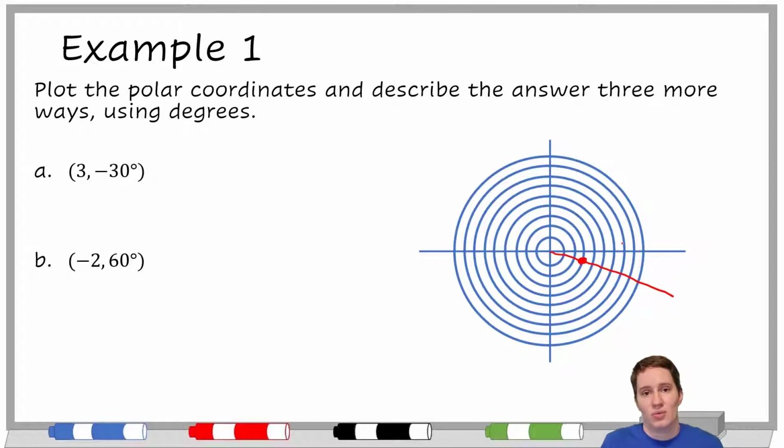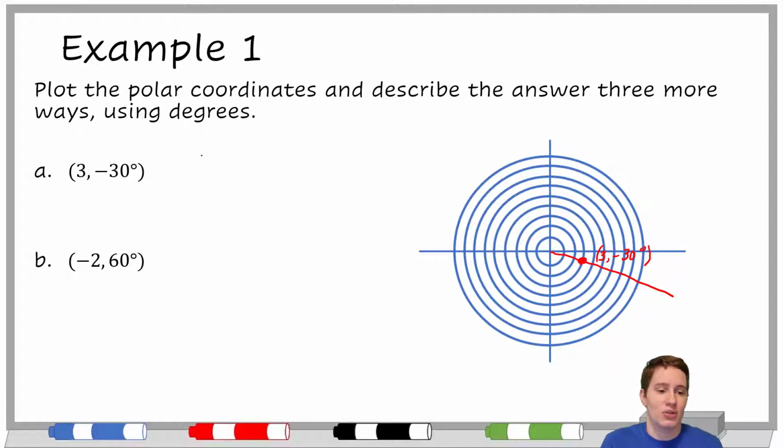Or if you just don't want to be bothered to have the circles, you'll see people just make tick marks along the line to show that that's 3 out, and that's fine too. So that's how we deal with that situation. So we've got this plotted, and since we're going to be putting 2 things in the same graph, I'm going to label this (3, -30°), or I could have labeled it A.